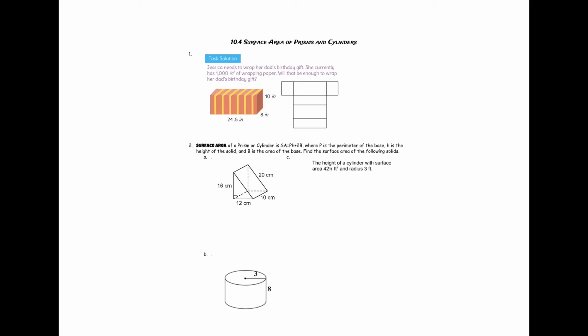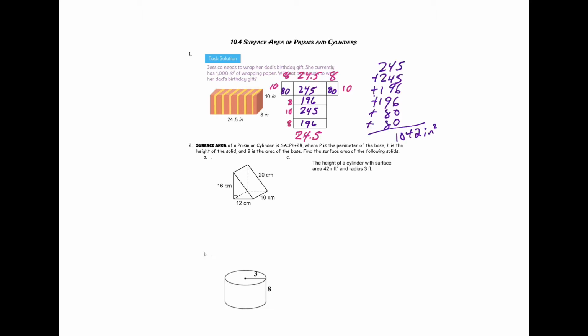Alright, so today we have surface area of prisms and cylinders. So my first question: Jessica needs to wrap her dad's birthday gift. She currently has 1,000 inches squared of wrapping paper. Will that be enough to wrap her dad's birthday gift? So what do you think, yes or no? So try and figure that question out. Pause the video. See if you get it right.